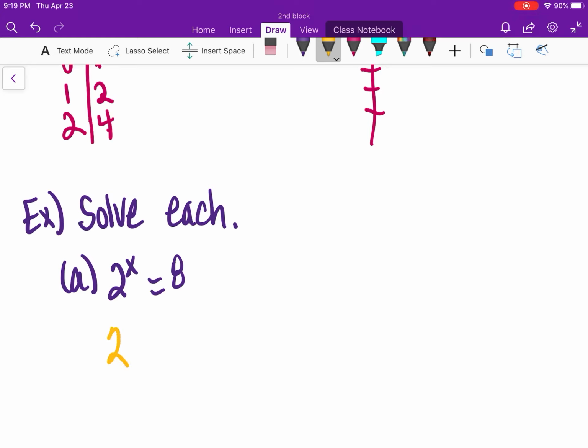Or if you like to solve things algebraically, you could also say 2 to the x equals, and then rewrite this side as 2 to a power. So 8 is 2 to the third. Since these bases are the same, they cancel out, and you're left with x equals 3. And sure enough, if you were to check on your calculator, 2 to the third is 8.